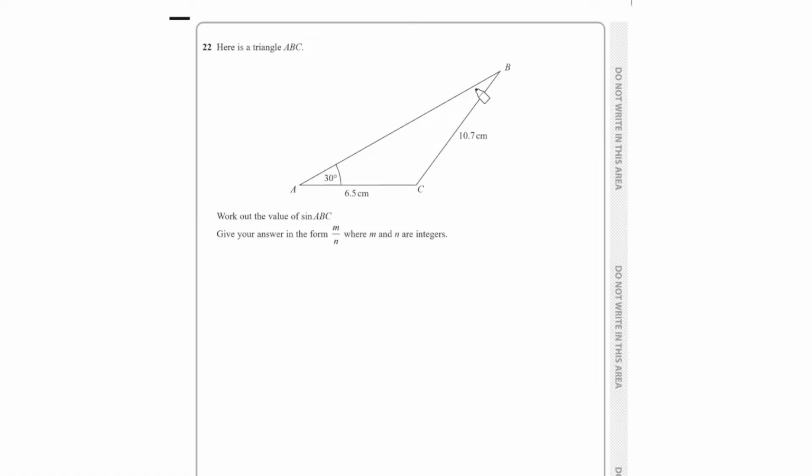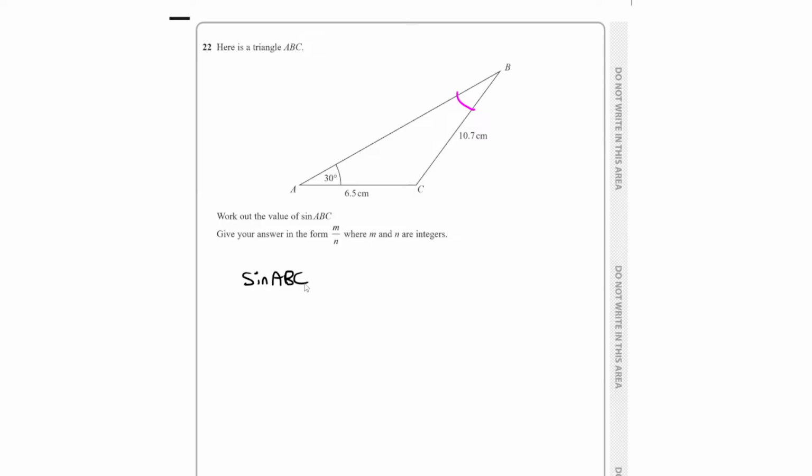So they've said sine of the angle ABC, which is this angle here. So with sine rule, when you're looking for an angle, that's what you put at the top of the equation. They're not actually asking for the angle, but you know what I mean. This is obviously also on your formula sheet.